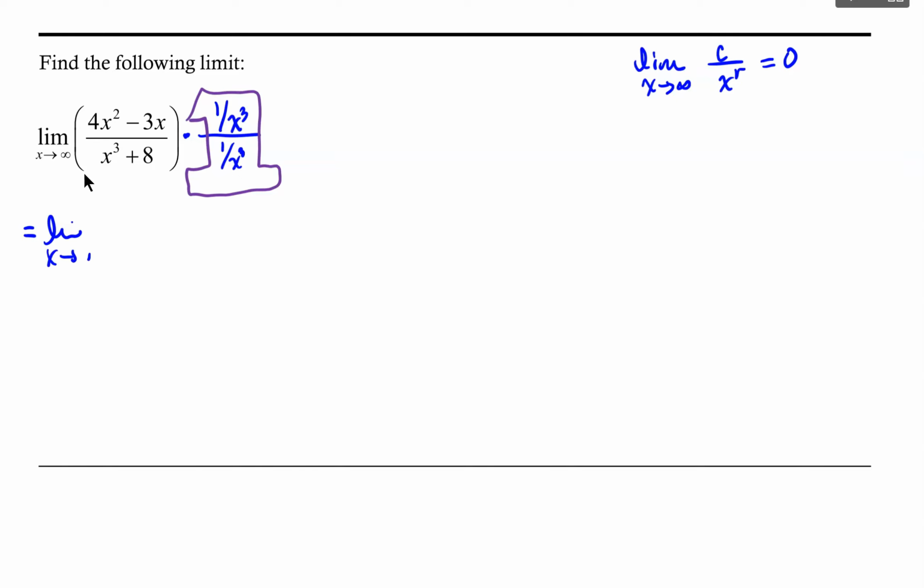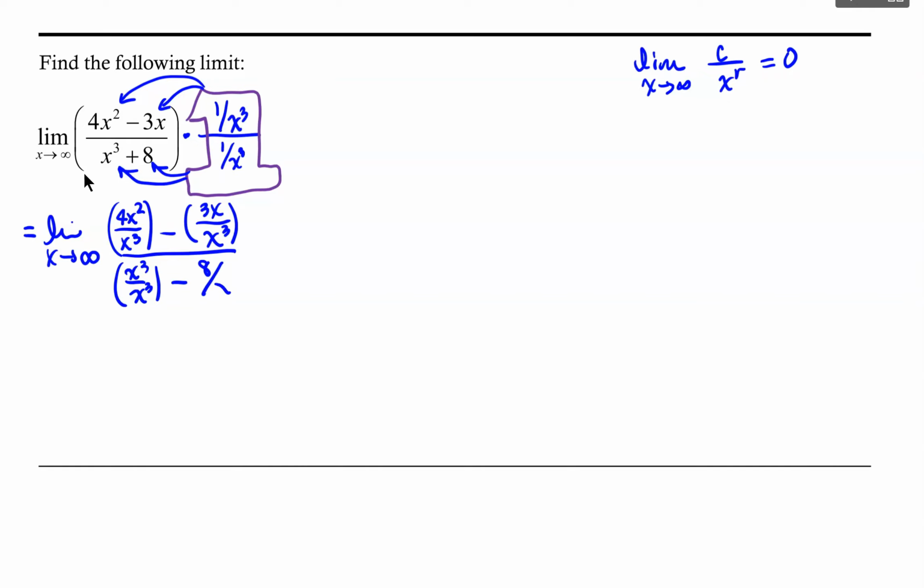So this is the limit as x approaches infinity. Now we're going to use the distributive property to multiply this out. So we'll get 4x squared over x cubed as our first term in the numerator, minus, and we'll have 3x over x cubed as our second term in the numerator. Now doing likewise in the denominator, we'll have x cubed over x cubed minus 8 over x cubed.